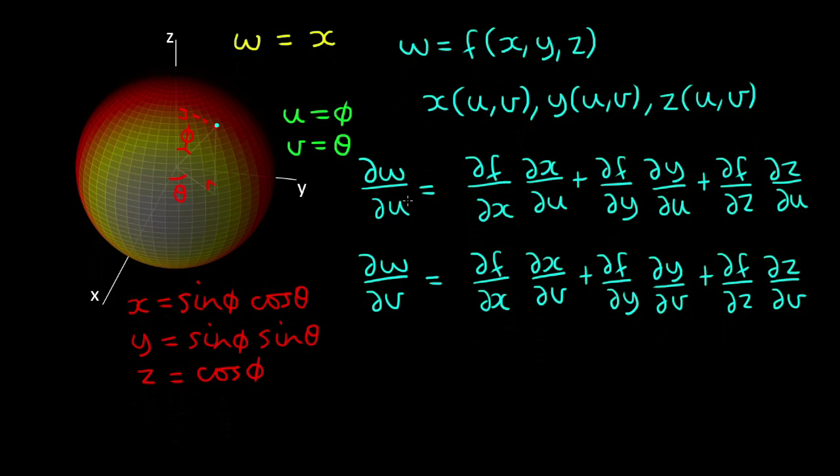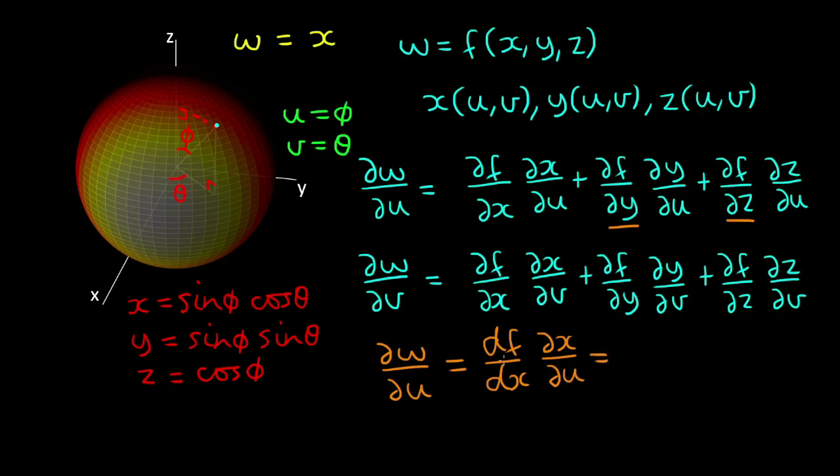And now using the chain rule, we want to find the rate of change of w with respect to phi. So in this case, w only depends on x. So these partial derivatives drop out, and we have the ordinary derivative of f with respect to x, multiplied by the partial of x with respect to u. So the first derivative gives 1, and the partial of x with respect to u, being phi, is equal to cosine u cosine v.